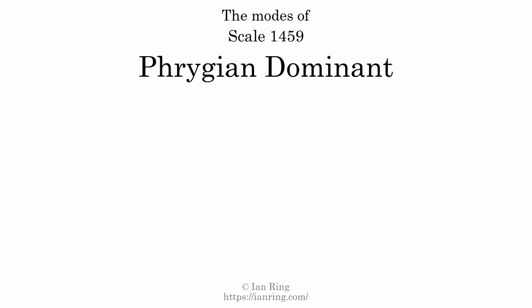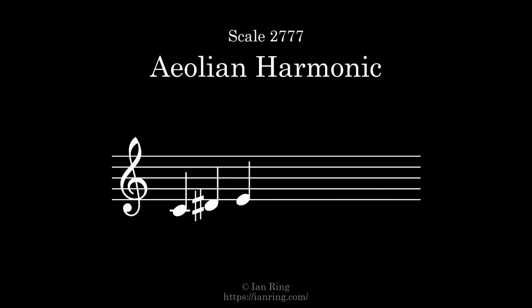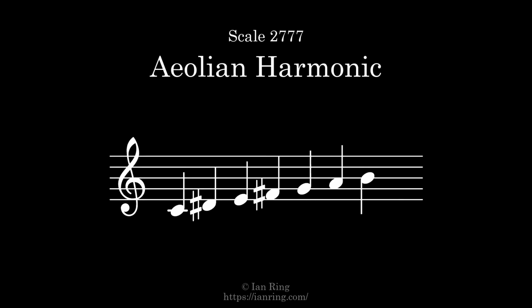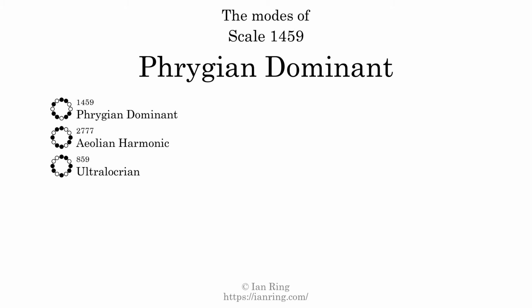This scale has 7 modes. The first mode is itself. The second mode is scale 2777, also known as Aeolian harmonic. It sounds like this. The third mode is scale 859, also known as Ultralocrian. It sounds like this.